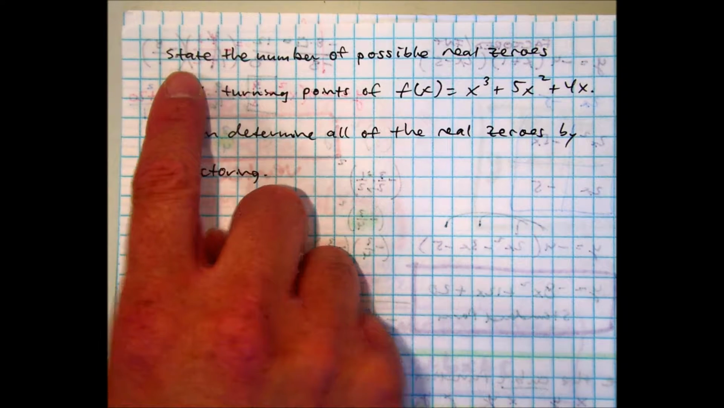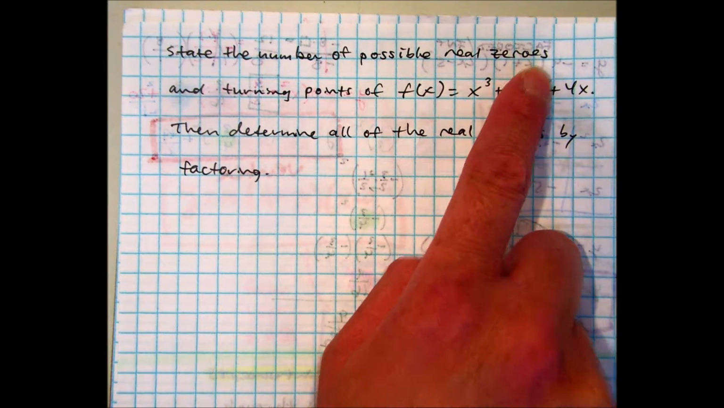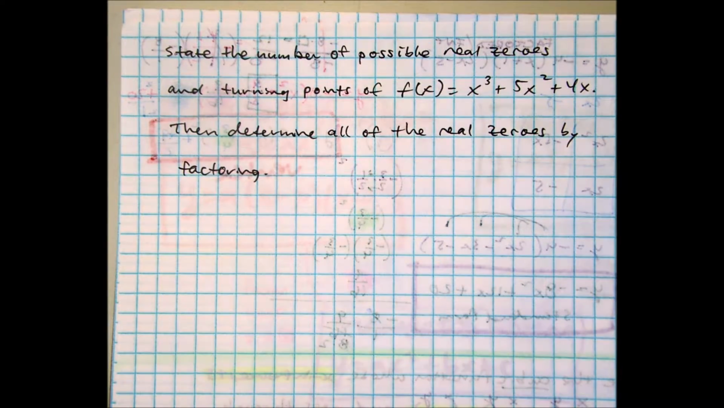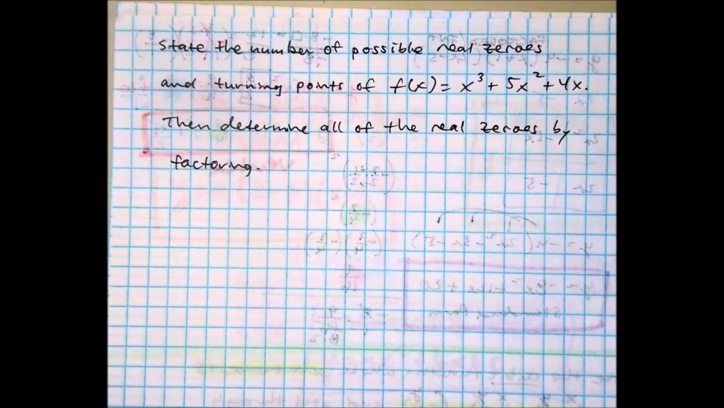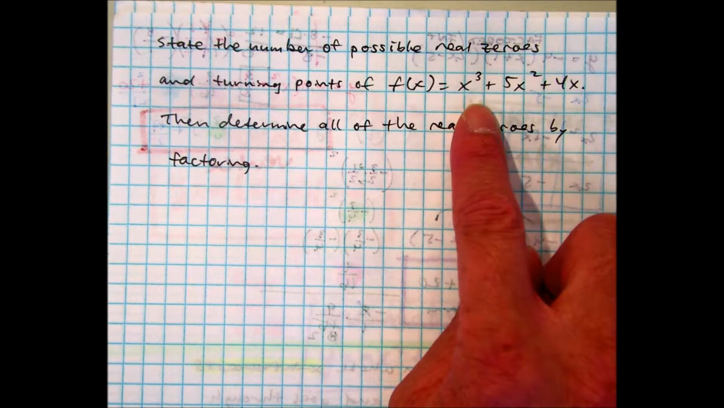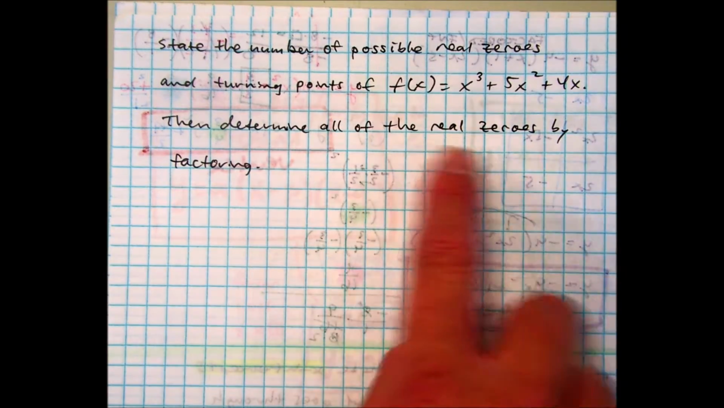Alright, let's go over this one. State the number of possible zeros and turning points of this function f of x equals x to the third plus 5x squared plus 4x, then determine all the real zeros by factoring.